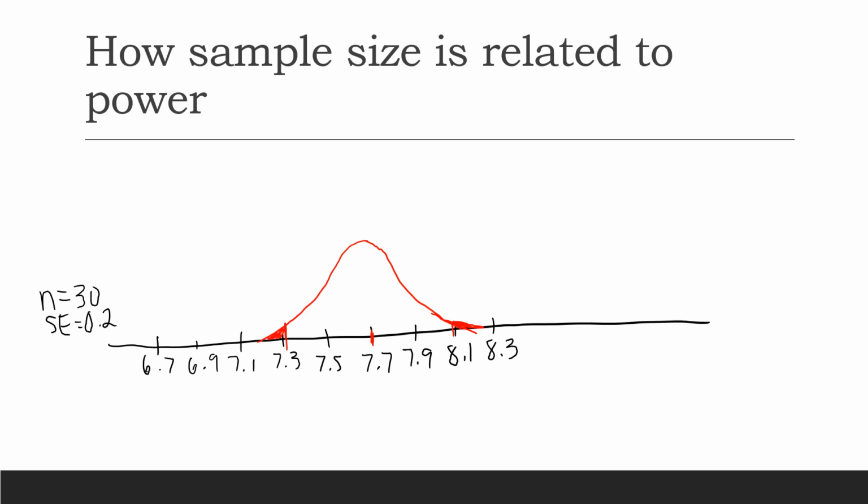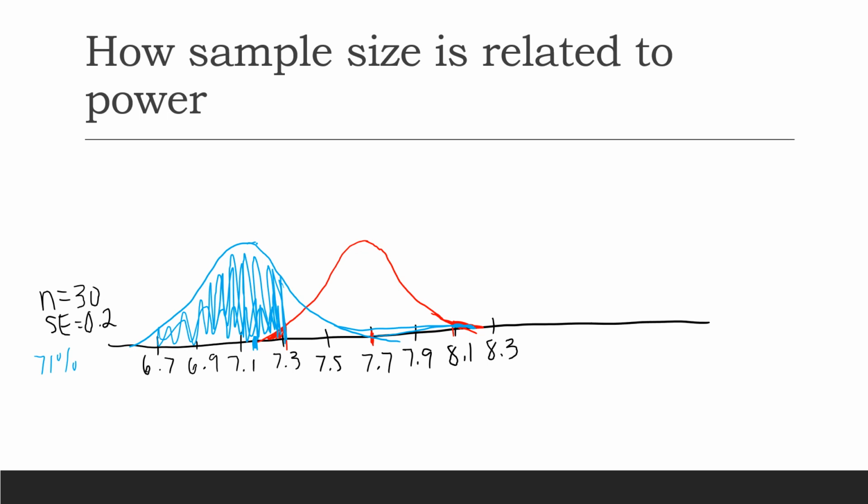And then I said, okay, if the alternative is true, then the mean is really at 7.2. I'm going to have a distribution with a similar amount of spread, so something like this. And then I figured out what proportion of this alternative distribution was in the rejection regions, and that gave me the power, and the power was about 71% power.